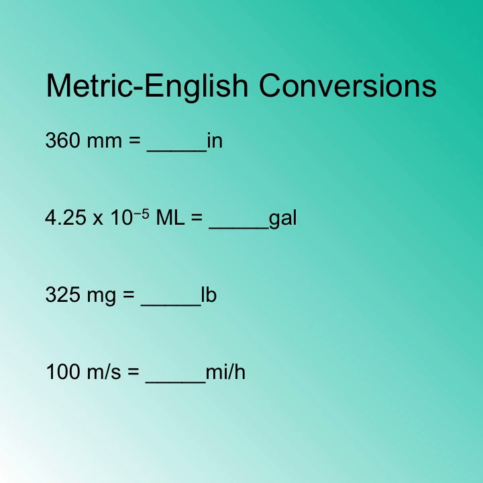So the conversion factor I'd like for you to use on that is 1 mile equals 1.61 kilometers, or you could use 1 mile equals 1,610 meters, either one. You should know how many seconds are in an hour, or be able to figure that one out pretty easily. And the answer you should get is 224 miles per hour.